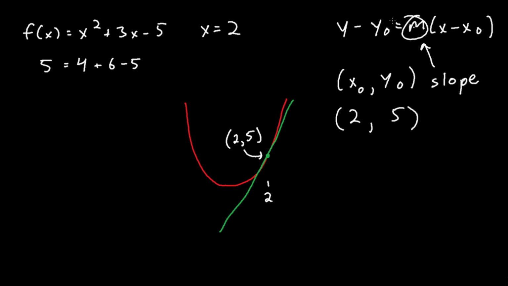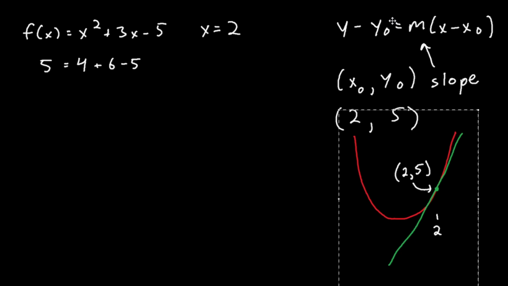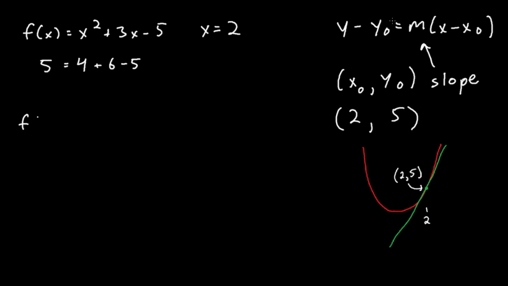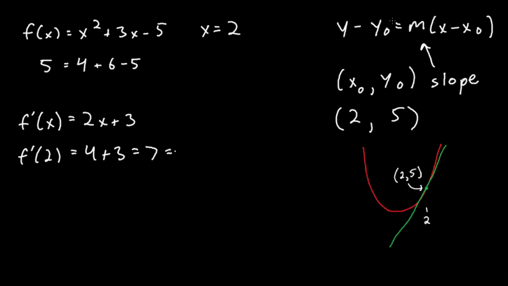All we need to do last is find the slope. Well, the slope is simply just the derivative of your function at that point. So the derivative of f of x is 2x plus 3. That's just using power rule. So if we plug in 2 into the derivative of your function, then you get 4 plus 3, which is equal to 7. Therefore, the derivative of your function at x equals 2 is 7. And 7 is the slope of your tangent line.